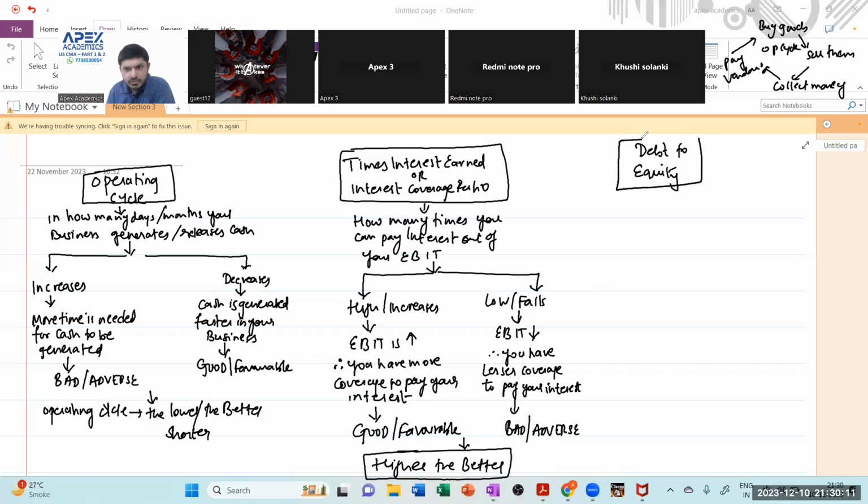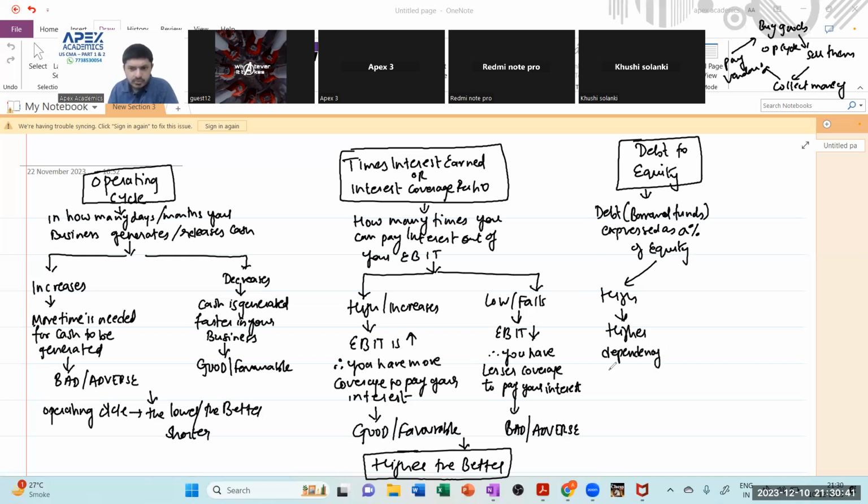Debt to equity ratio. What is the meaning of this? Debt or borrowed funds expressed as a percentage of equity. So if this ratio is high, it shows you that there is a higher dependency on borrowed funds to do business. This is risky and this is bad.